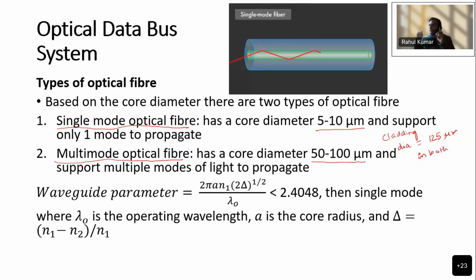Now, according to Snell's law, the angle of incidence should be greater than the critical angle for total internal reflection. But we don't have any specific value. The only thing is the angle of incidence should be greater than the critical angle. So we can have a range of angles of incidence which are greater than the critical angle.